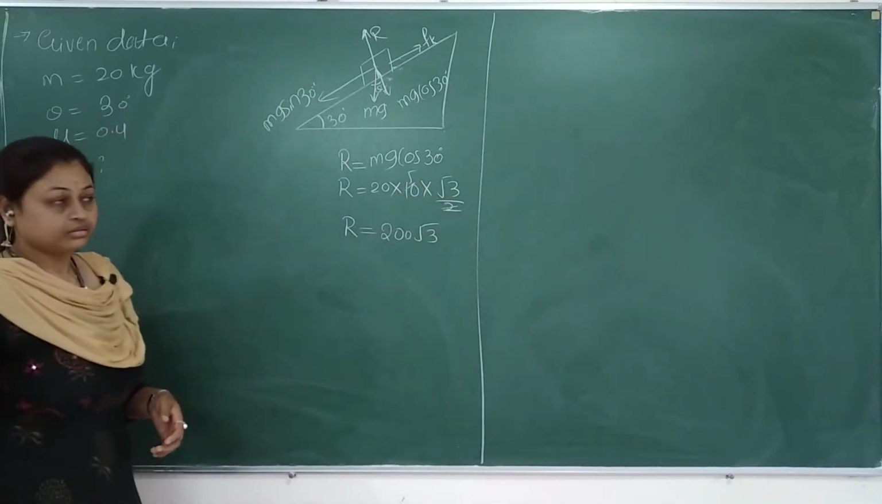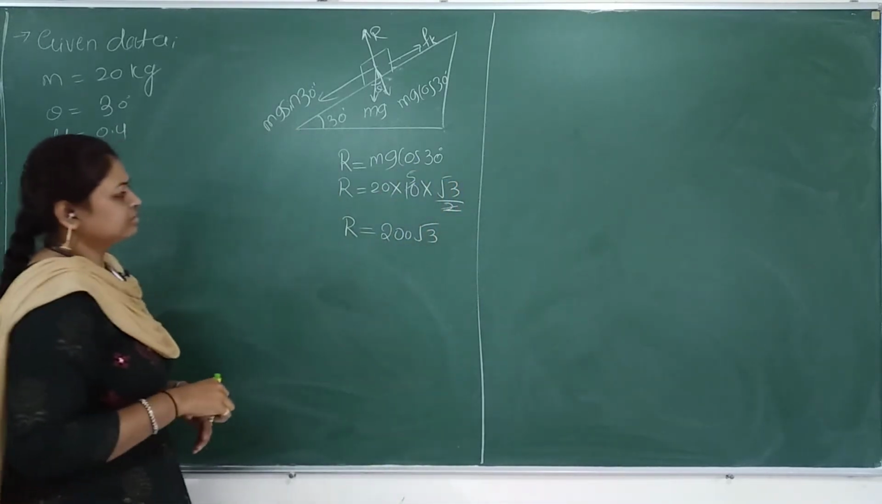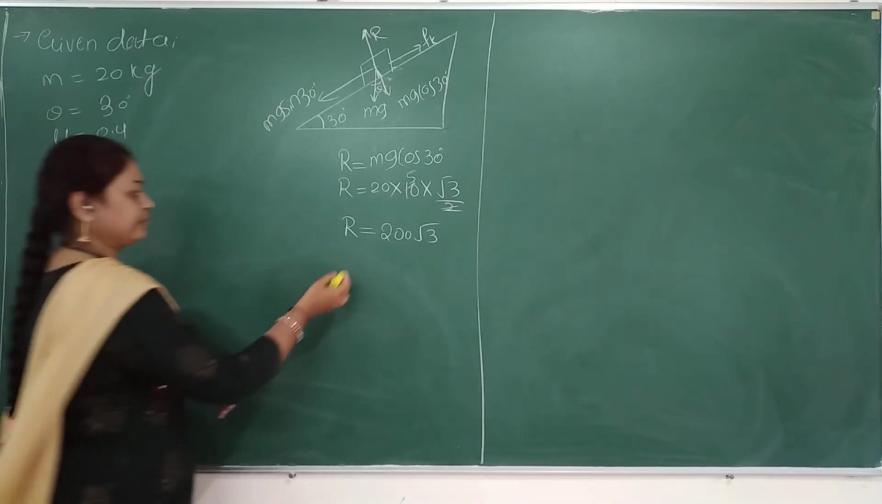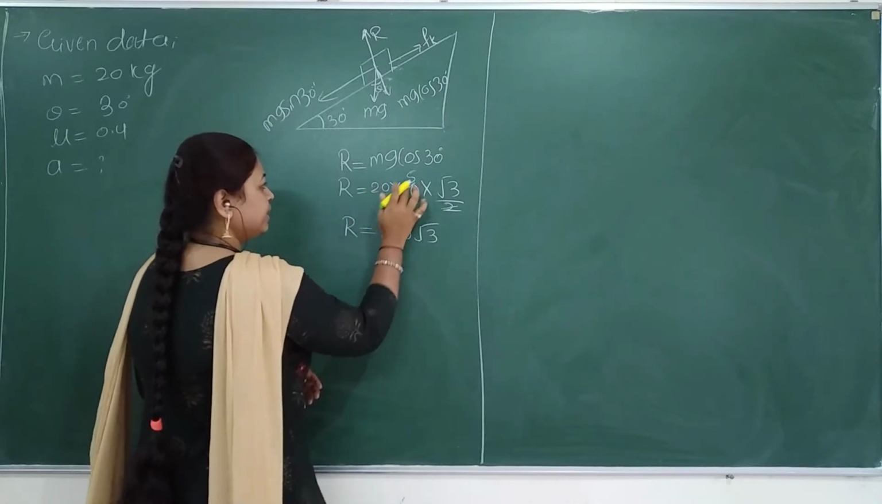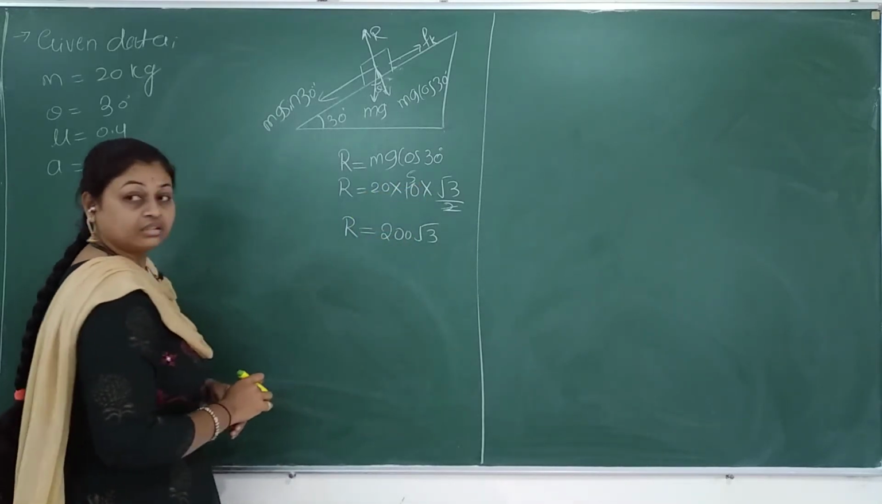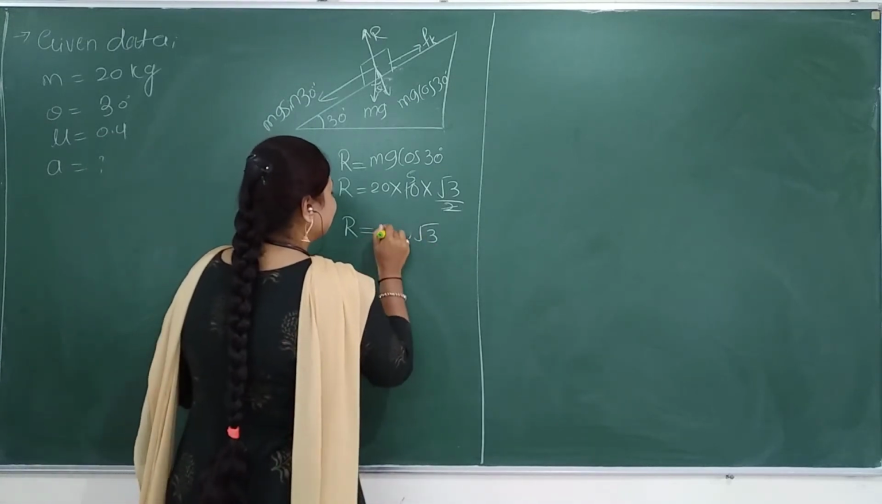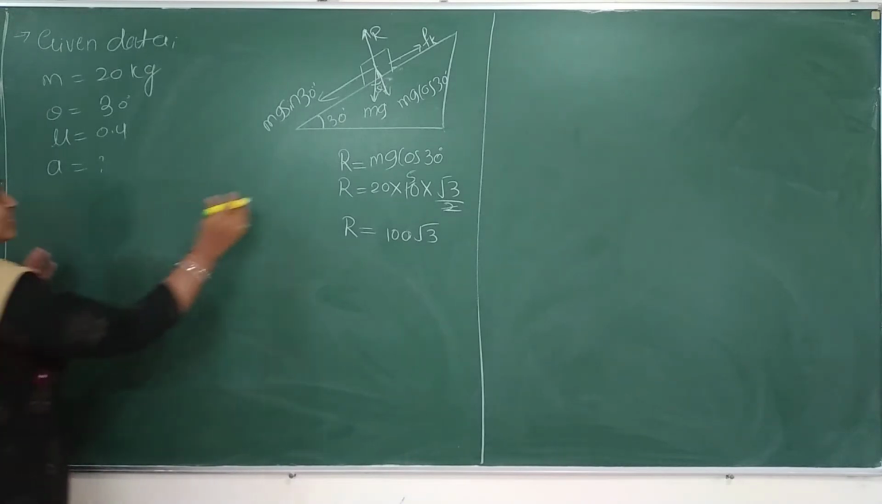Sorry, sir. Which one? This one? 2 5s are 20. Sorry. Right, this is 100 root 3. Okay, fine.